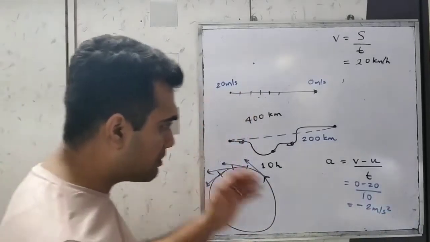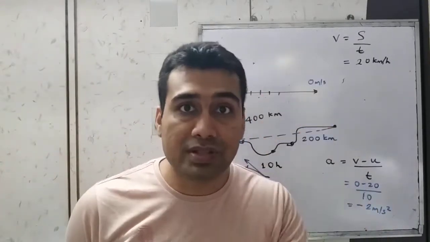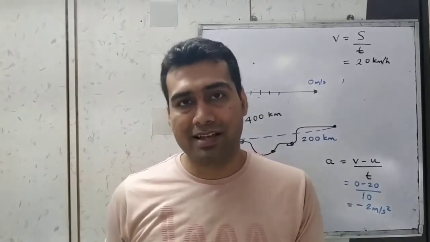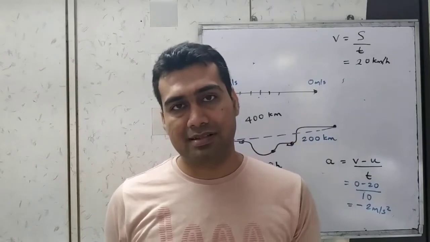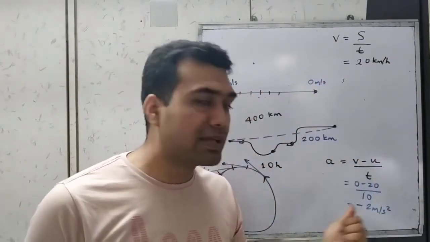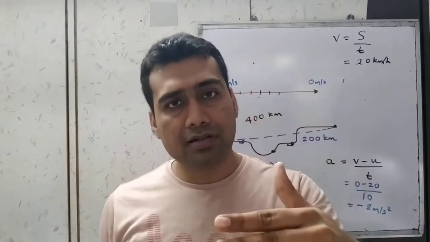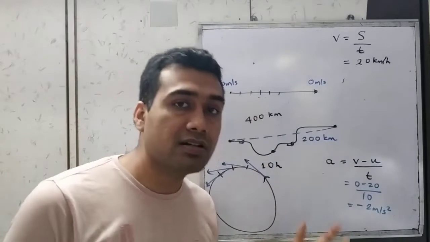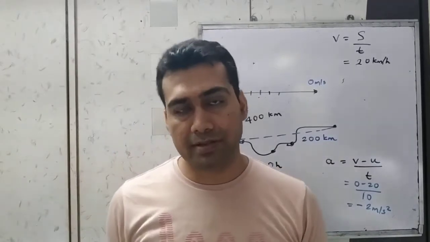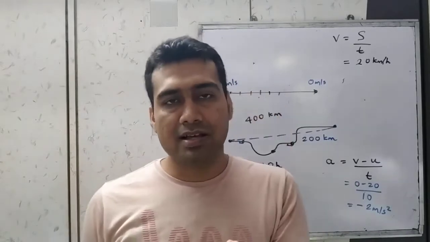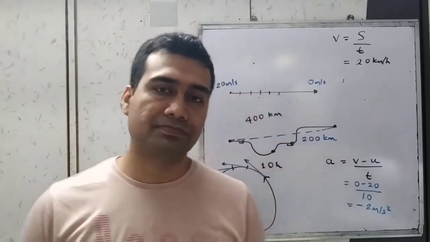Negative acceleration simply means that the velocity is decreasing with time. Here the negative sign does not mean in the opposite direction. That was true only for displacement and velocity. But in acceleration, the negative sign means that it is moving ahead, but its velocity is decreasing. So what is the retardation here? 2 meters per second square. When you talk about retardation, no need to put the negative sign, because retardation by definition is negative acceleration.